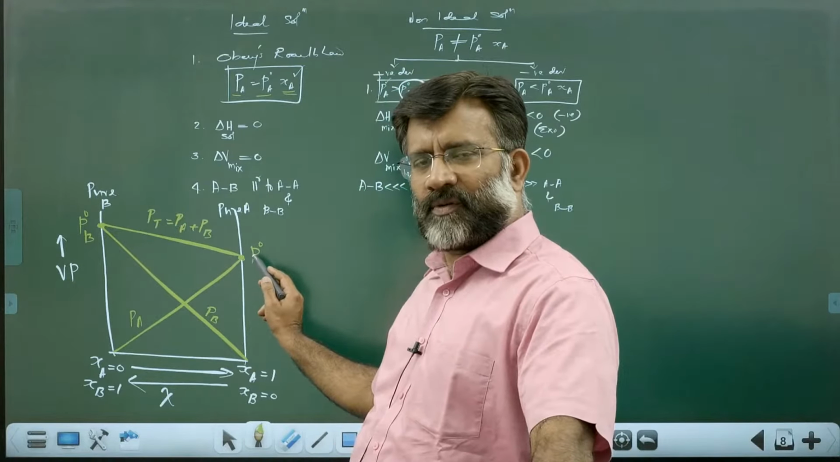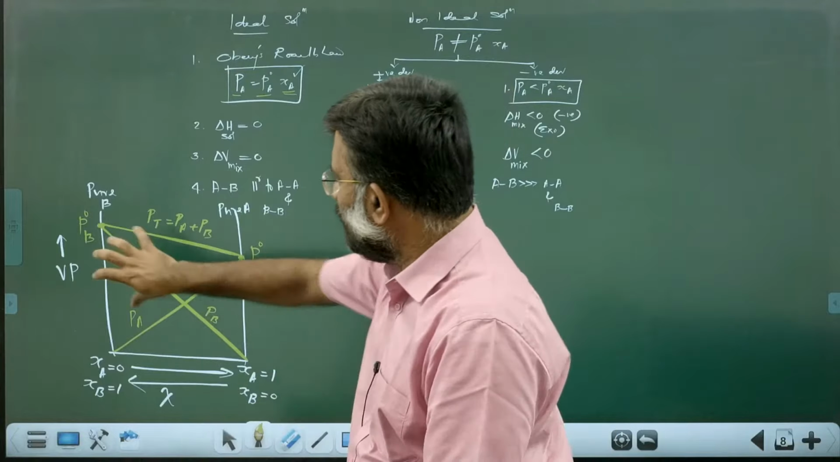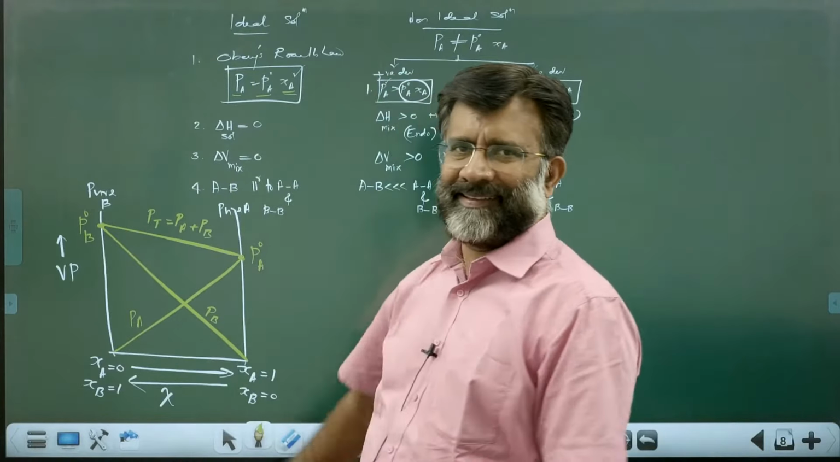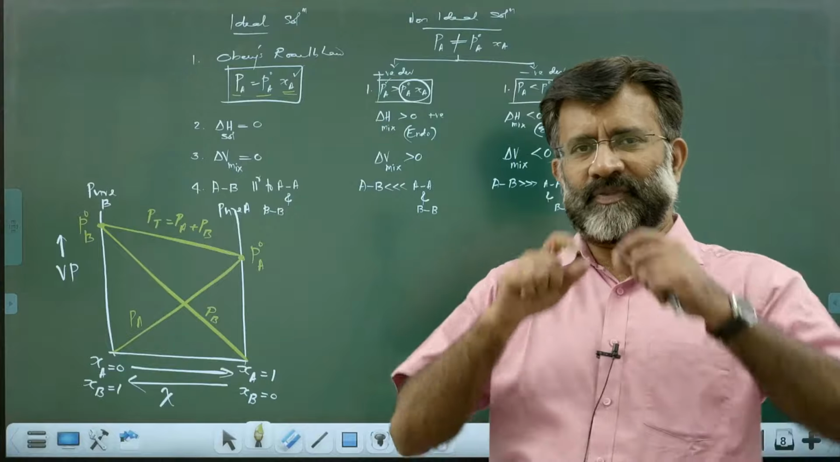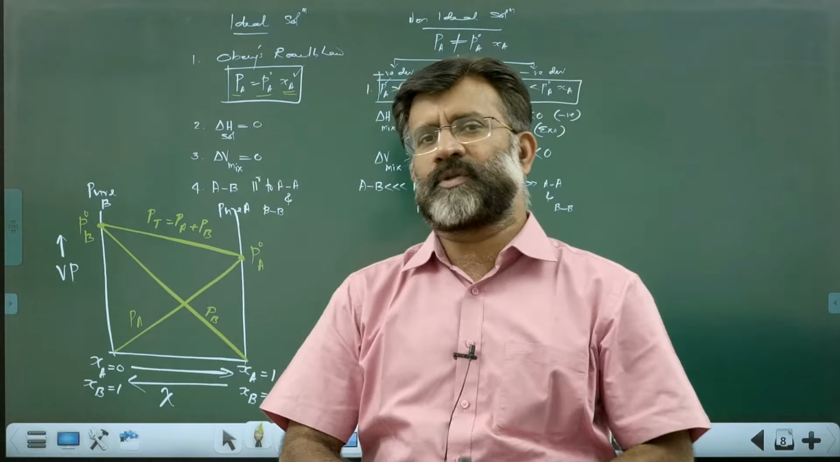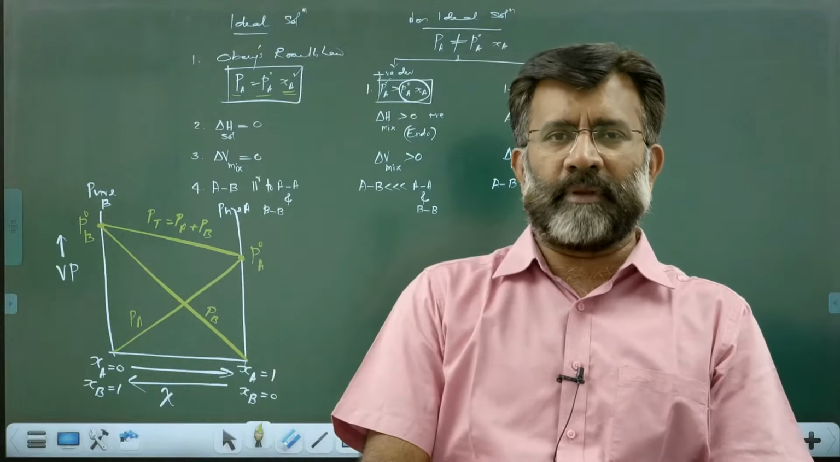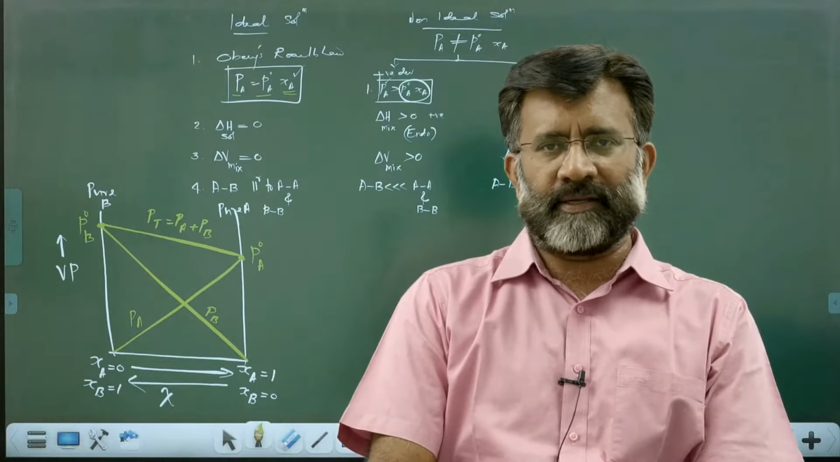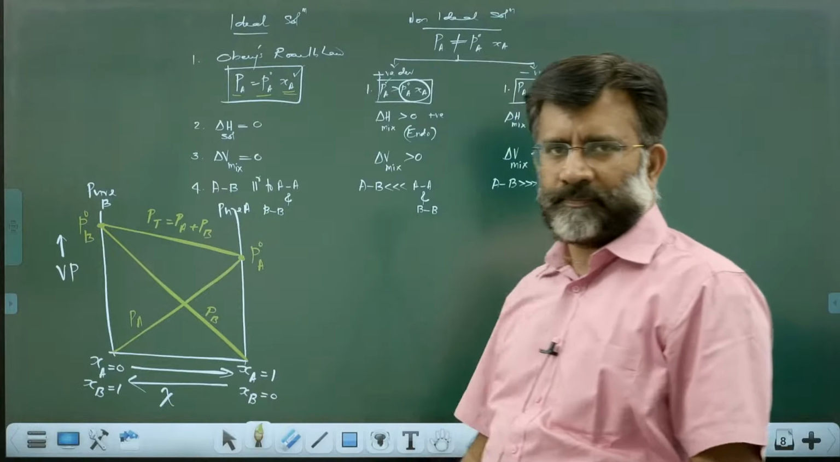Suppose A is more volatile than B, the graph would have come like this. The nature of the graph may come like this, like this, like this. That depends on the nature of the liquids A and B. Hope you get it. This is ideal solution.